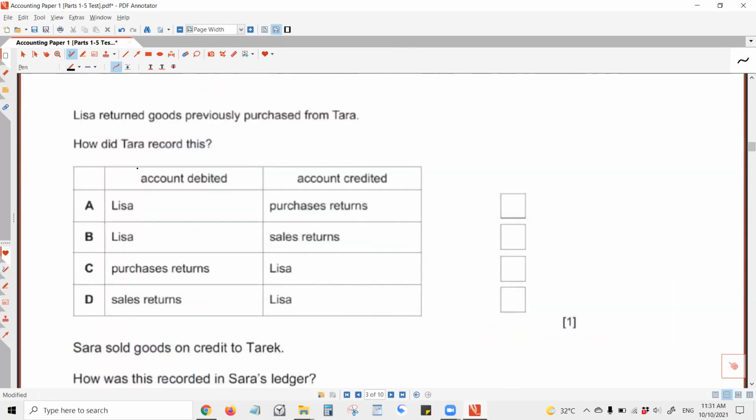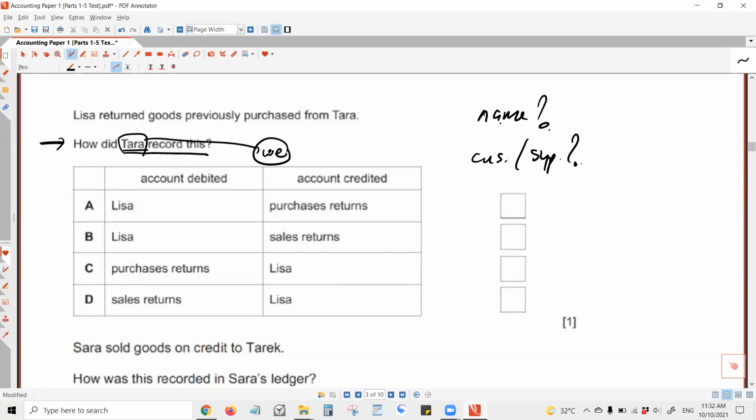Double entries. How did Tara record this? You have been having lessons with me for a long time, and you should know how we solve the question. We always see what the question wants us to do first, especially when it's a very long question. See the requirement sentence. When they ask how somebody should record something, that means we are that somebody. When you see a lot of names, you must know who we are, what our name is, and whether we are customer or supplier.